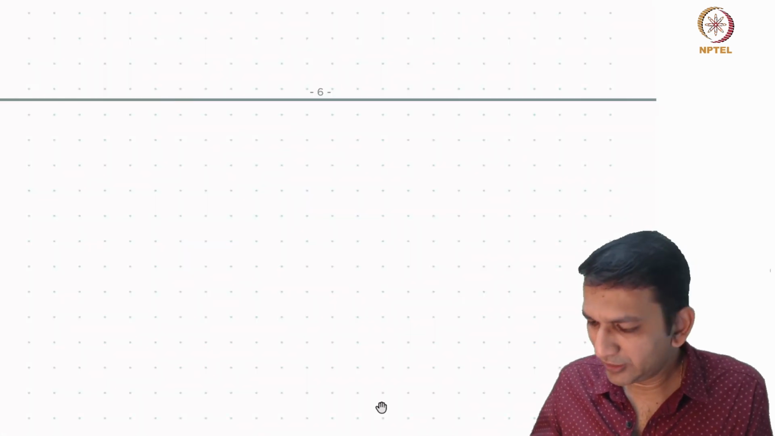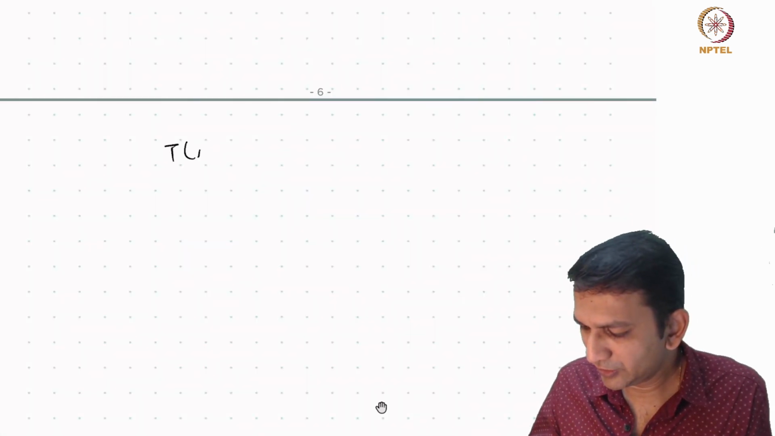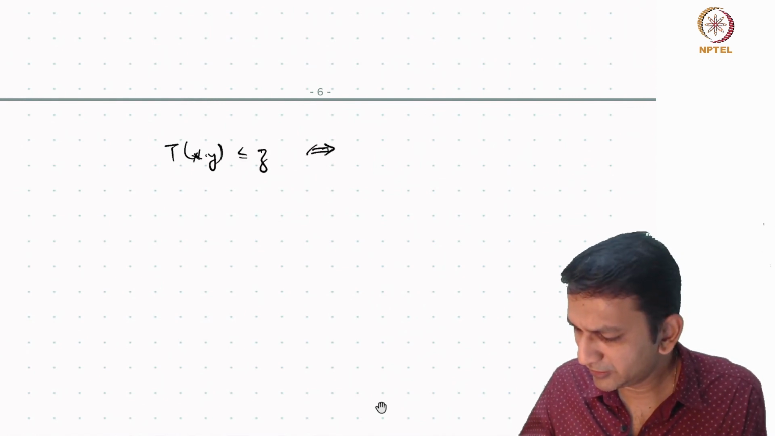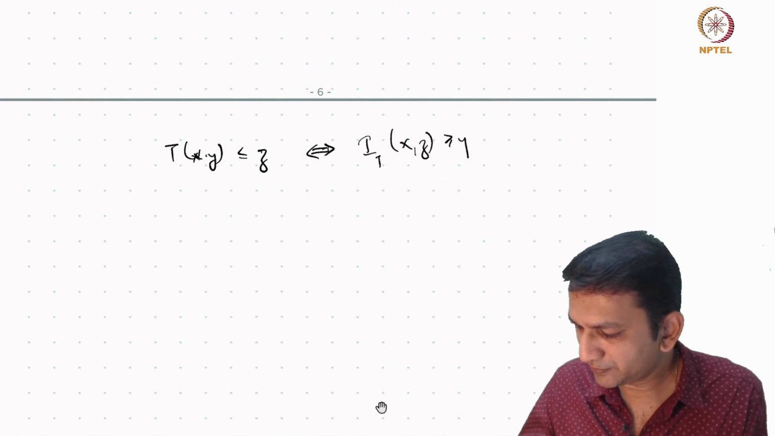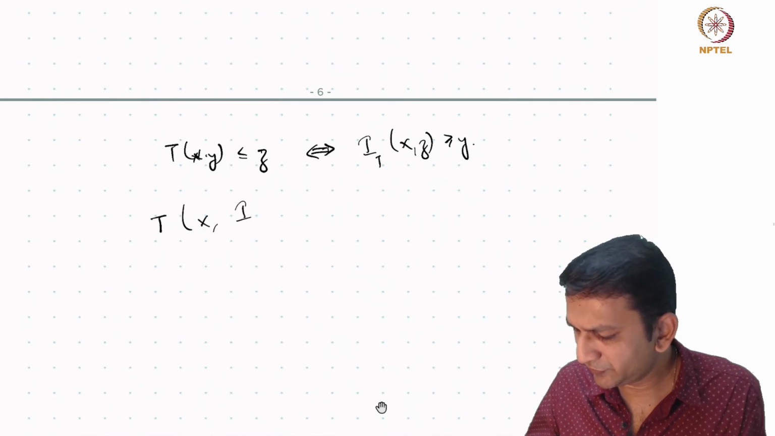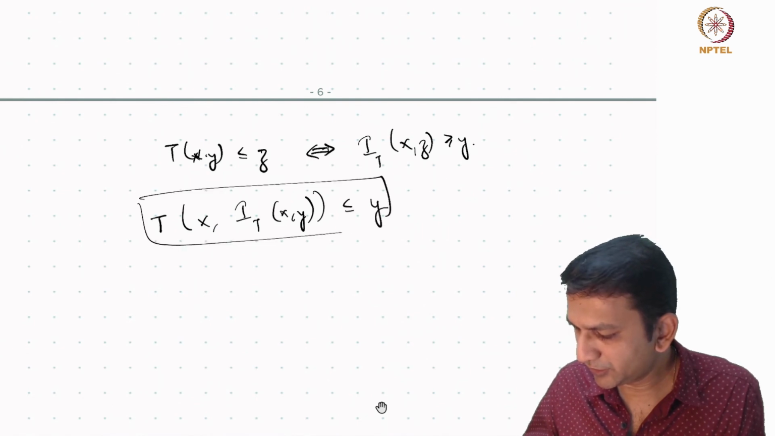Note that we are looking at T and IT. We know that the restitution property is satisfied. That means T of x, y is less than or equal to z if and only if IT of x, z is greater than or equal to y. And what we need to prove is the T-conditionality. That means T of x comma T of IT of x comma y should be less than or equal to y. So this is the property that we want to prove.